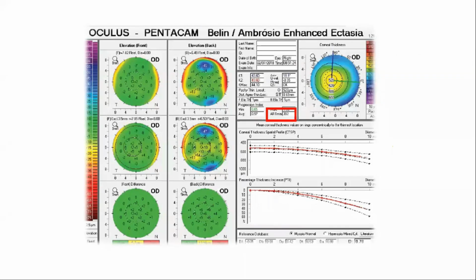The importance of knowing this ART max is it is one of the diagnostic indices which distinguishes keratoconic eyes from the normal eyes, but it doesn't have much role in identifying forme fruste keratoconus.